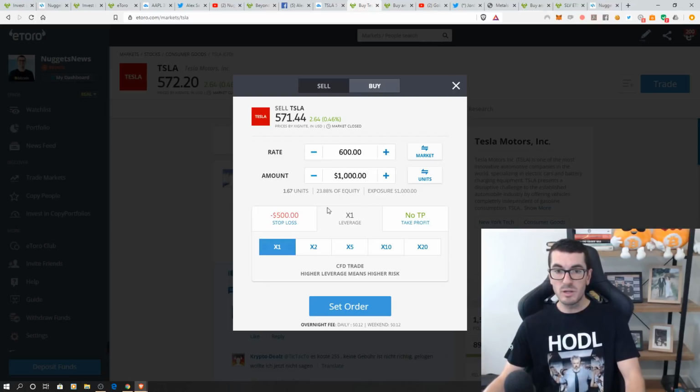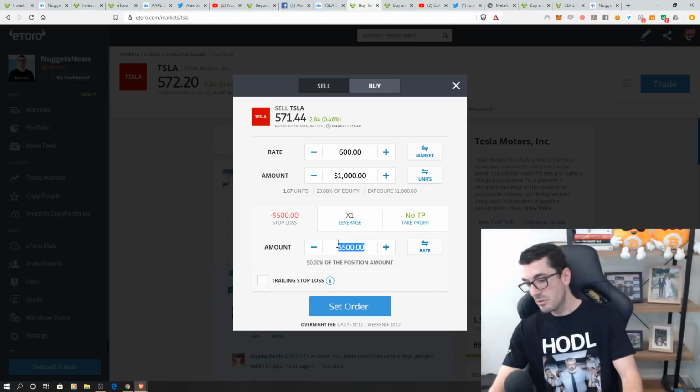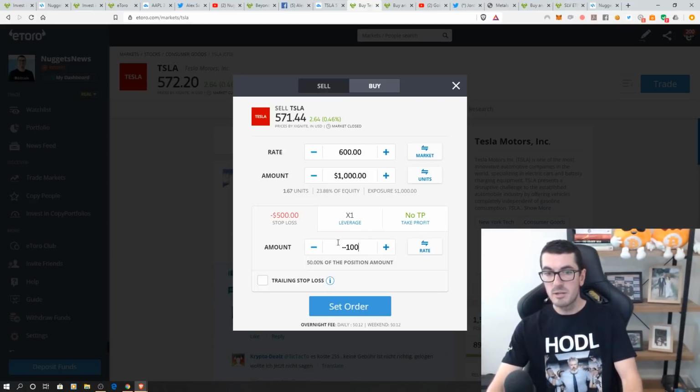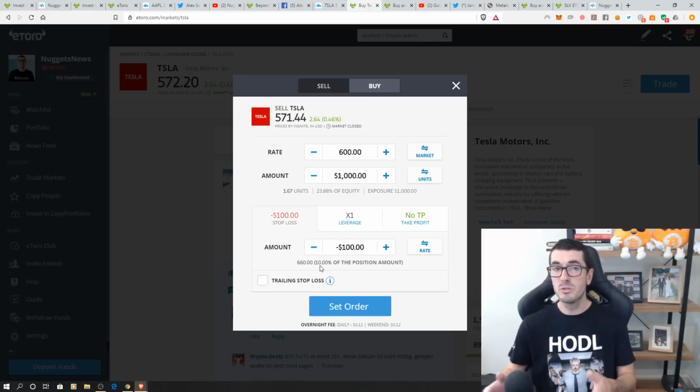Next up here, we've got the stop loss and our take profit level. So if we click on stop loss, it is going to bring up this screen here and we can either choose an amount or a rate. So if we've got $1,000 in this trade, we might only be prepared to lose minus $100. And that is going to tell us here that that's around 10%, that we're happy to lose 10%. And that would be at $660.